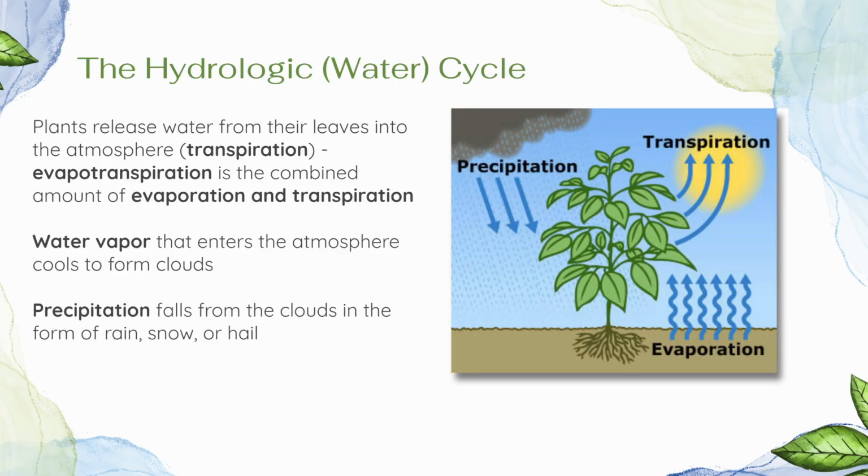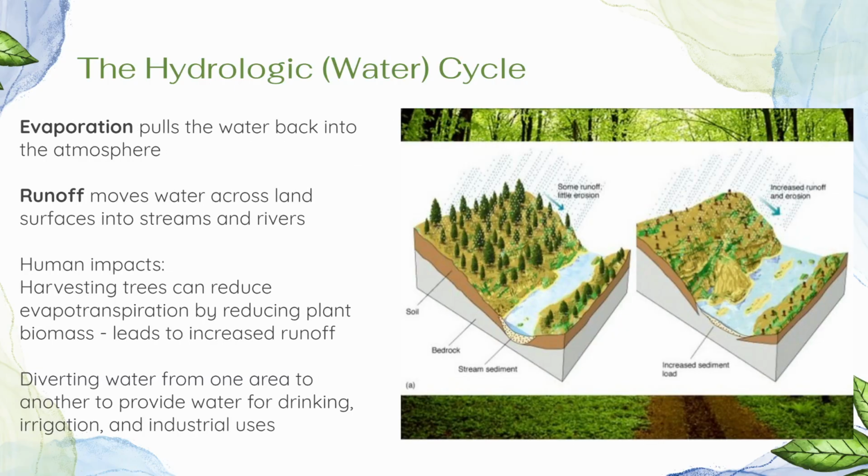Now for the hydrologic or water cycle. Plants release water from their leaves into the atmosphere in a process called transpiration. Evapotranspiration is the combined amount of water lost to the atmosphere from both evaporation and transpiration. Water vapor then cools to form clouds, and precipitation falls back to the earth as rain, snow, or hail. Evaporation pulls water back into the atmosphere. Runoff moves water across land surfaces into streams and rivers.